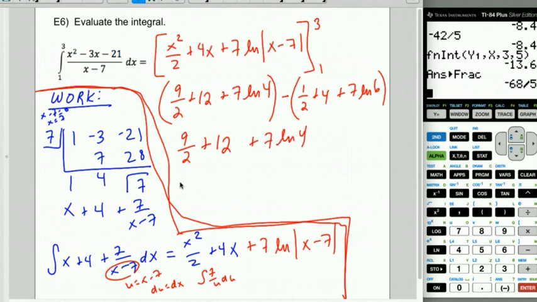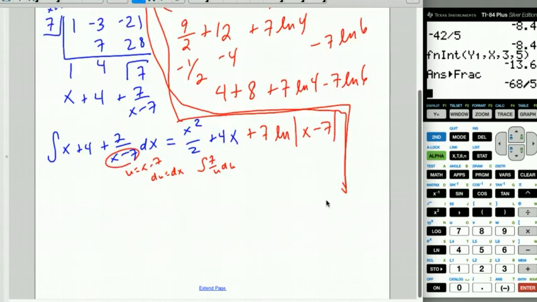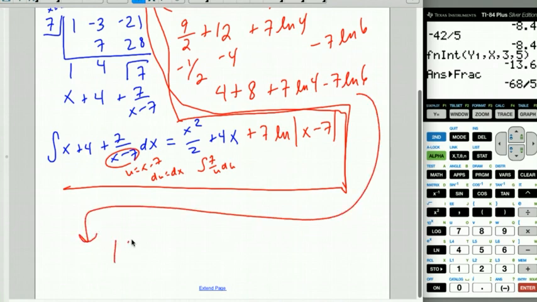When I distribute the negative, I get a minus 1 half and a minus 4, which I'm conveniently lining up with the thing that will line up with that, and a minus 7 natural log of 6, which doesn't actually in any way combine with the natural log of 4. So I seem to get 8 halves, which is convenient, so that's just a 4, plus an 8, right? Plus a 7 natural log of 4 minus a 7 natural log of 6. So the last thing I can do, and I'm just going to drag this answer down here, I could make this a 12.